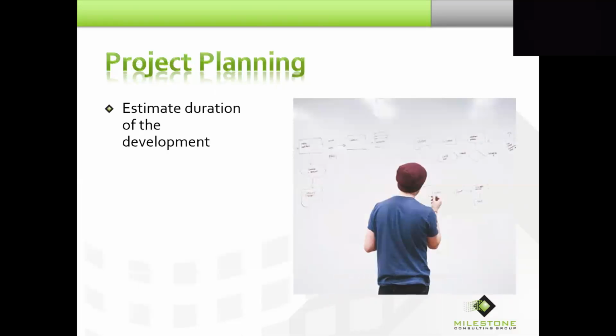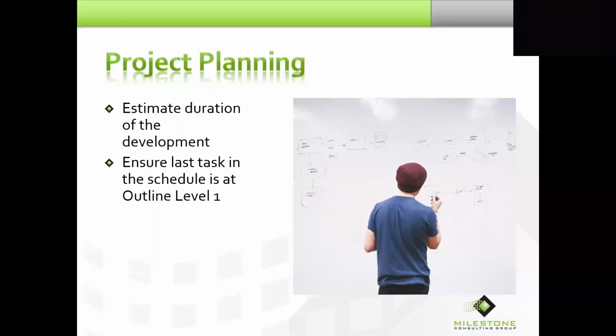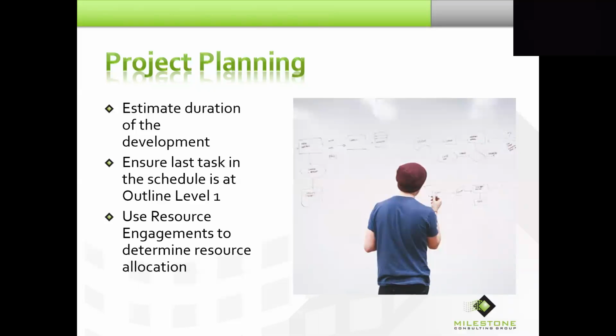During planning, estimate the duration of the development. That's key, because that gives us that placeholder task, which is going to drive out the finish date. Make sure the last task in the schedule is at outline level 1, just so the tasks line up. They don't end up underneath some summary task. And use the resource engagements to determine resource allocation. And absolutely, take a baseline. Make sure that you know what your original plan was.